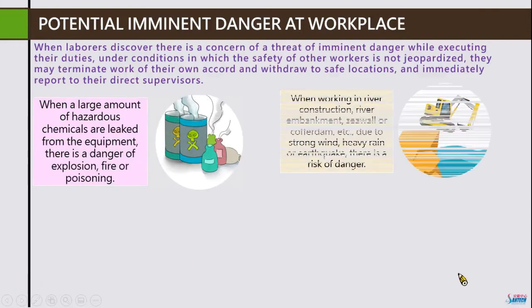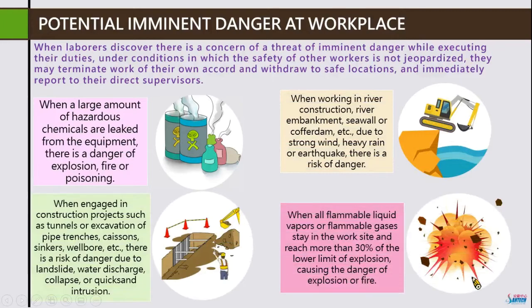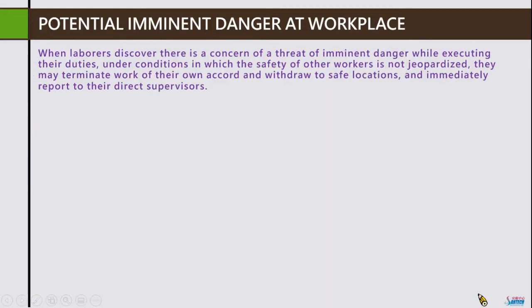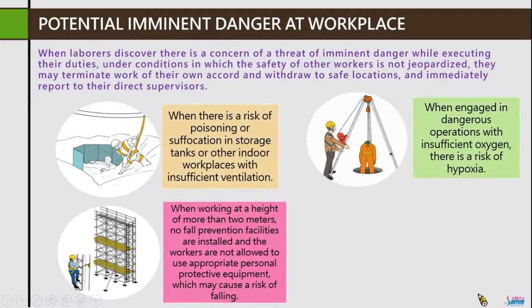When laborers discover there is a concern of a threat of imminent danger while executing their duties, under conditions in which the safety of other workers is not jeopardized, they may terminate work of their own accord and withdraw to safe locations and immediately report to the direct supervisors, such as the following 8 situations.